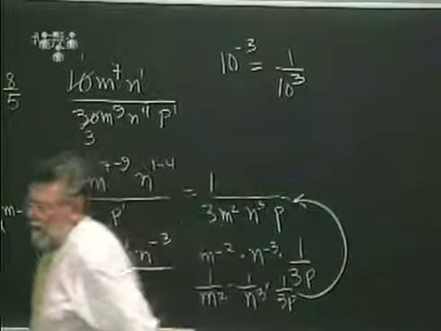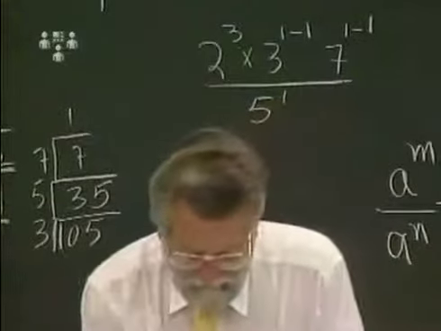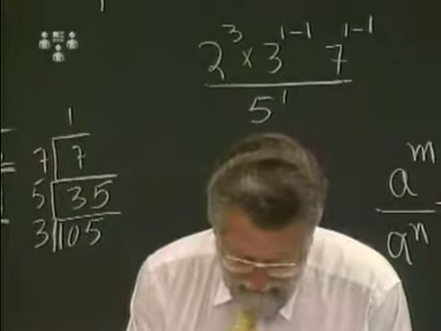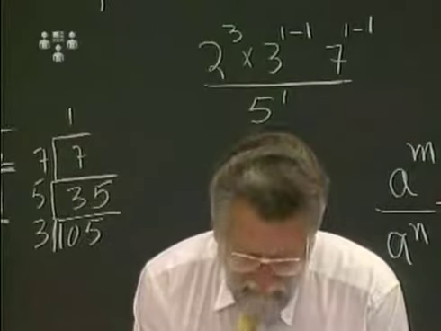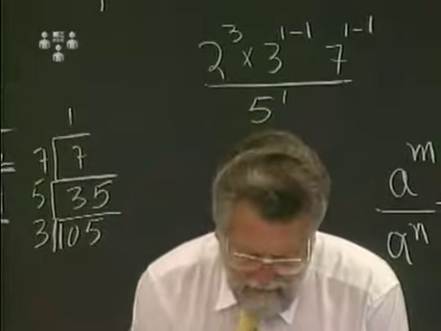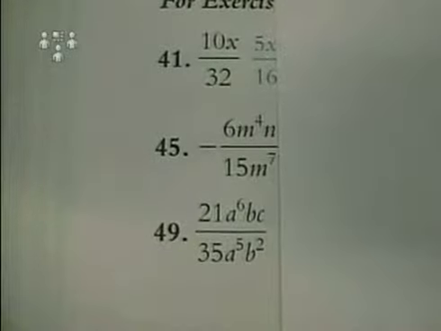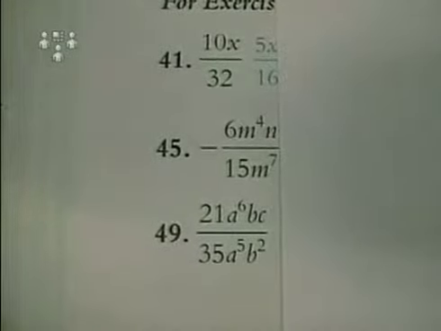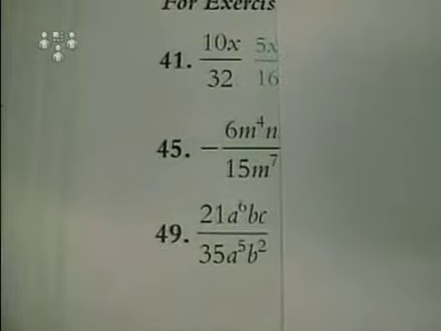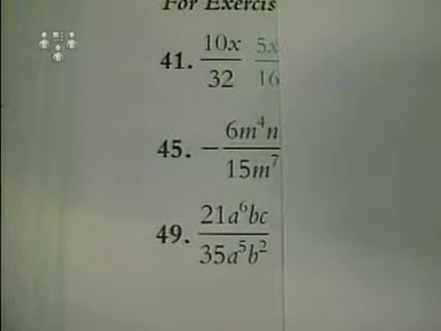I want to do another problem. Let's look at number 49, and let's see how we would proceed with that one. So the first question for Sandra: what does 21 over 35 reduce to as a fraction? 3 over 5. Okay, 7 goes into 21, 7 goes into 35, so we have 3 over 5.